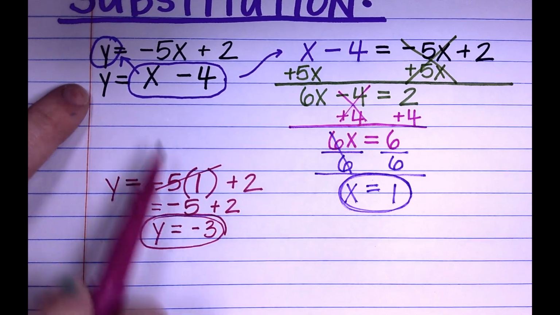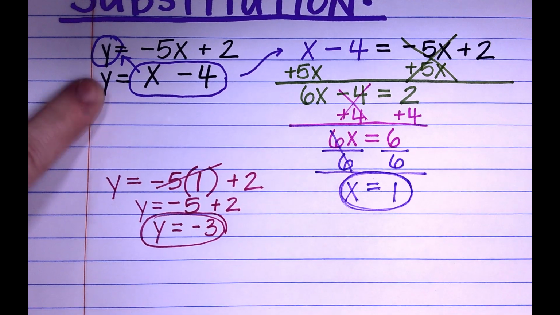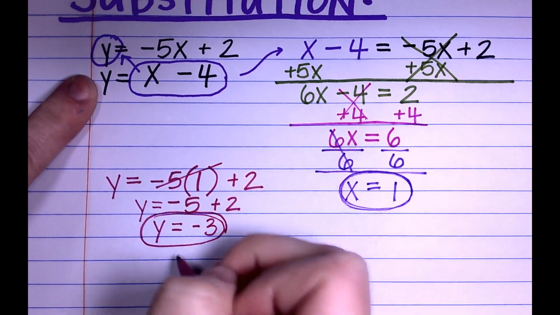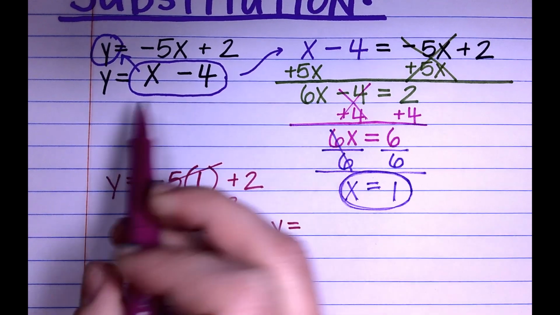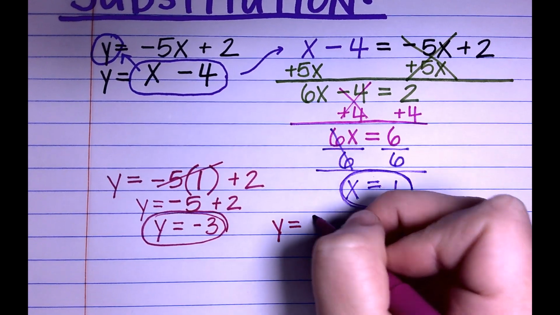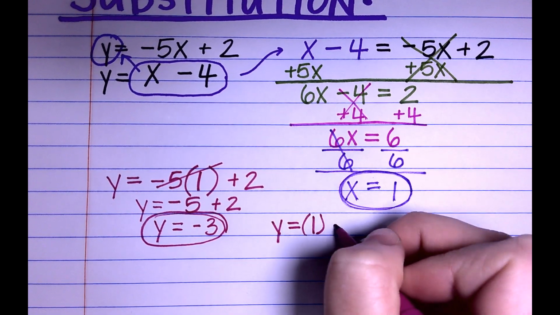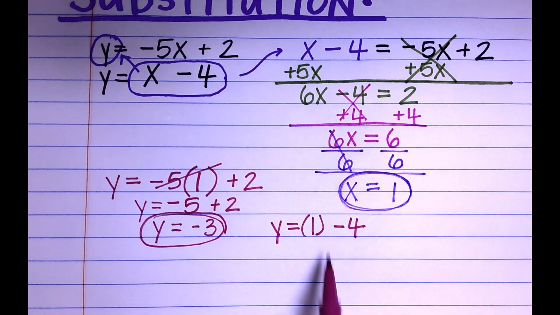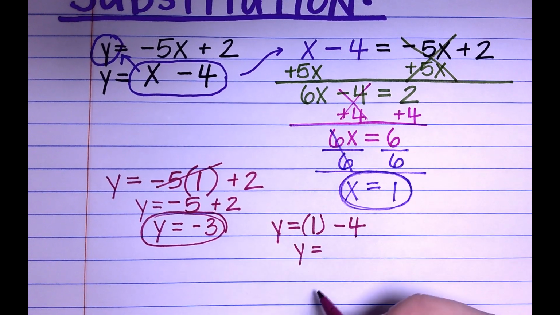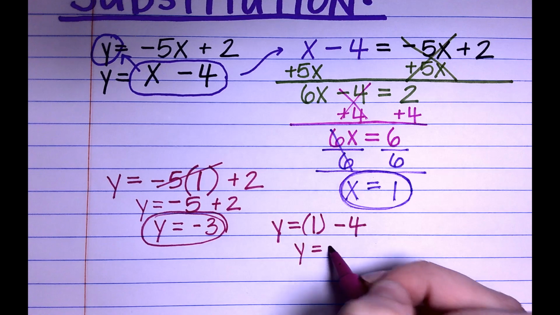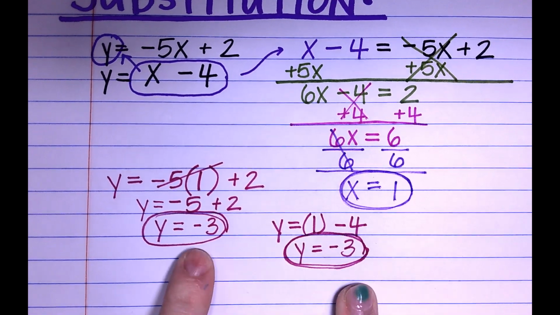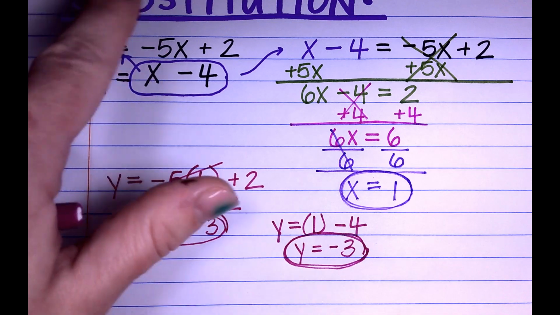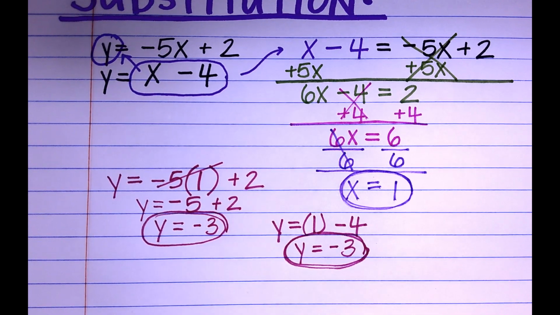But let's just also prove that we can use this equation too, the second one. If I were to do y equals x minus 4, instead of x, I'll put 1 minus 4. And what is 1 minus 4? -3. You get the same answer. So it doesn't matter which one you use. Once you solve for x, you can use either equation to solve for y. I would just pick whichever one looks easier.